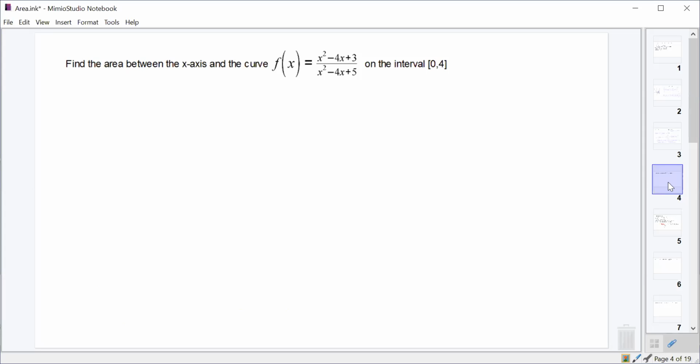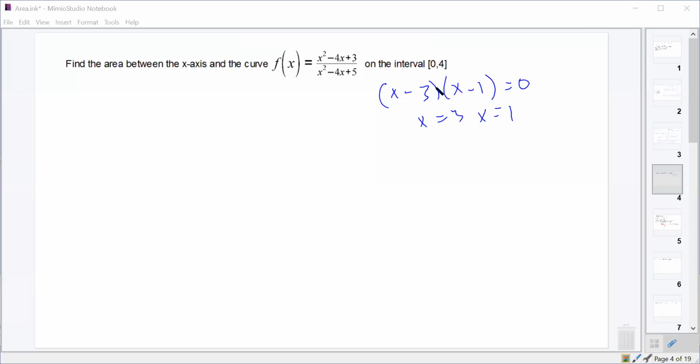Set the numerator of the fraction equal to 0, right? That'd be x minus 3, x minus 1 equals 0. So x equals 3 and x equals 1. So we've got multiple x-intercepts here.